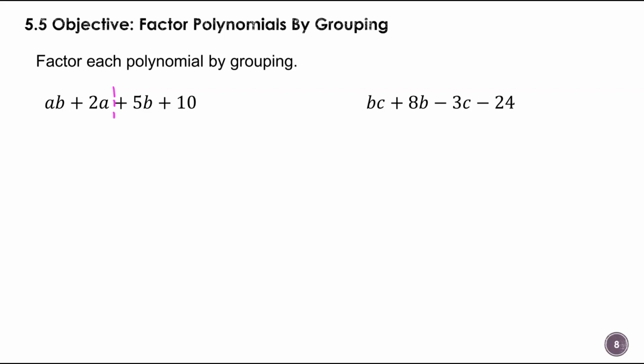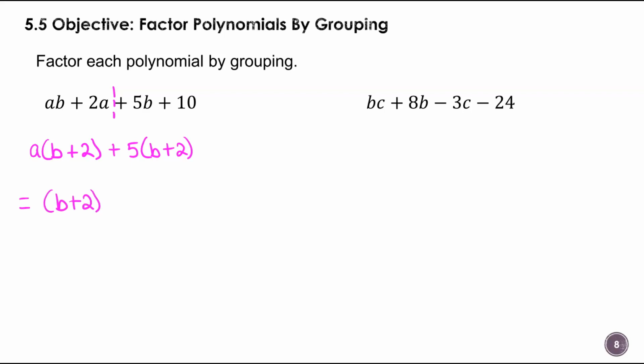So for AB plus 2A, I have a common factor of A, and that leaves me B plus 2. On the second pair, my common factor is 5, and that leaves me B plus 2. Now it's important when you're factoring by grouping that your parentheses end up with the same binomial, right? If that happens, then that's good. That's what you want. And so then I factor out my common binomial factor of B plus 2.